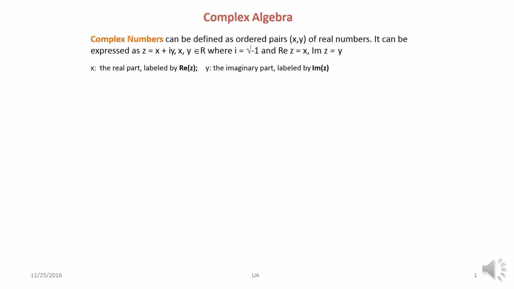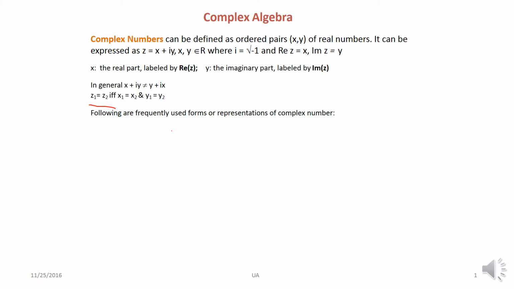x is the real part, labeled as Re(z), and y is the imaginary part, labeled as Im(z). In general, x + iy is not equal to y + ix. Z1 is equal to Z2, these two being complex numbers. Z1 is a complex number and Z2 is also a complex number, if and only if x1 = x2 and y1 = y2.